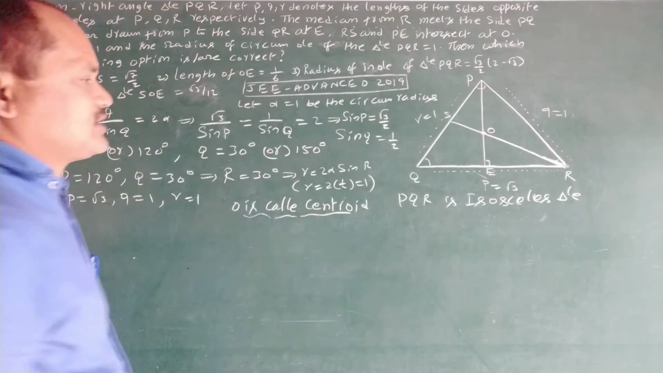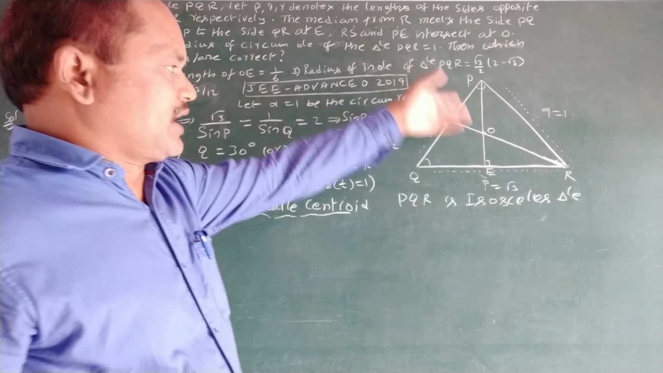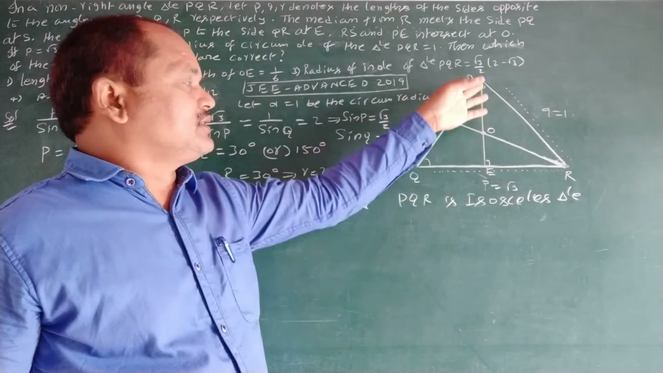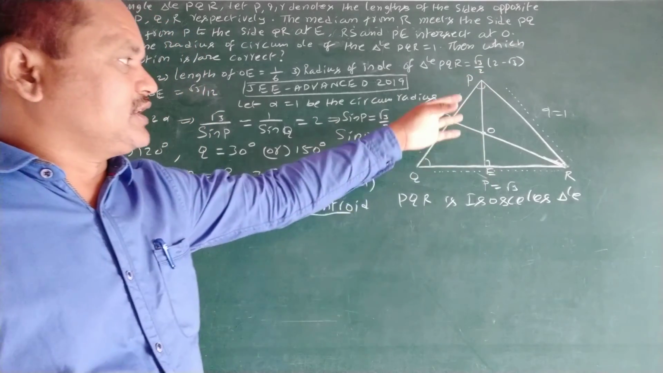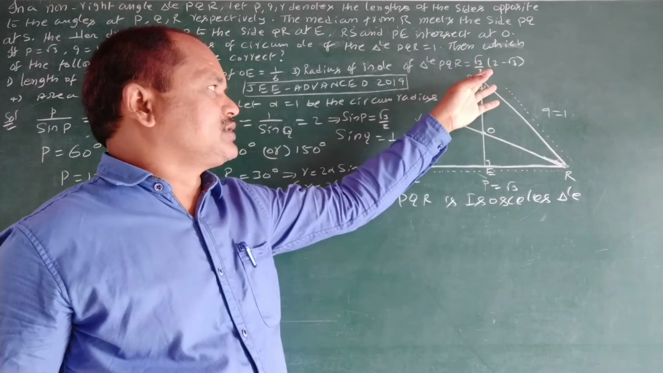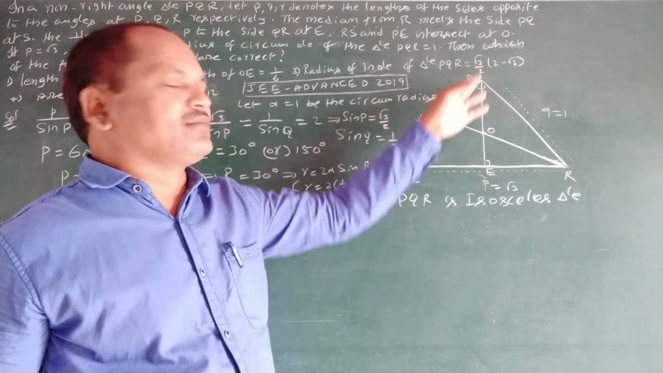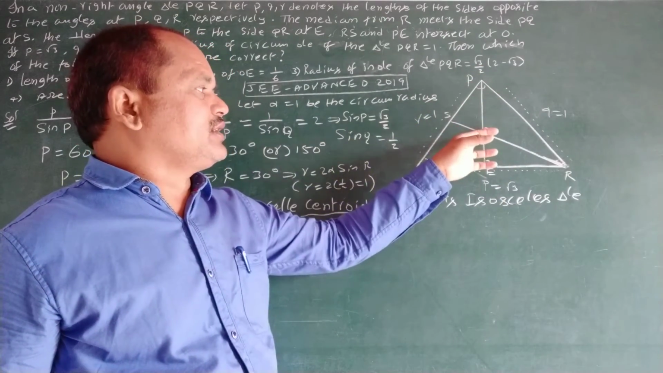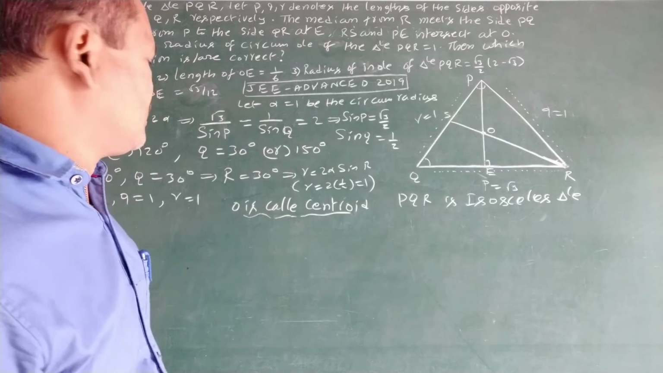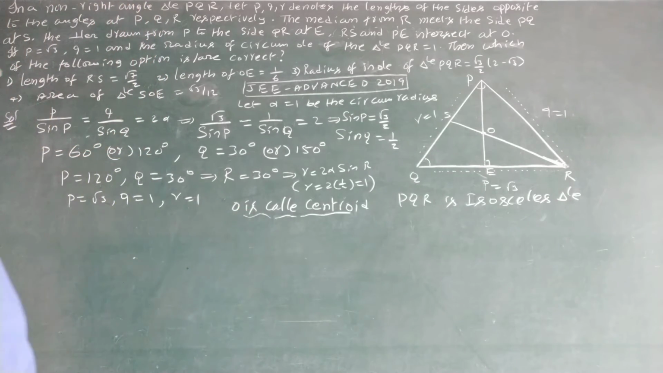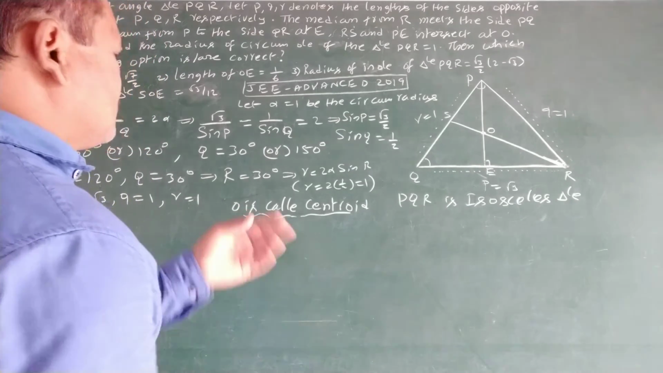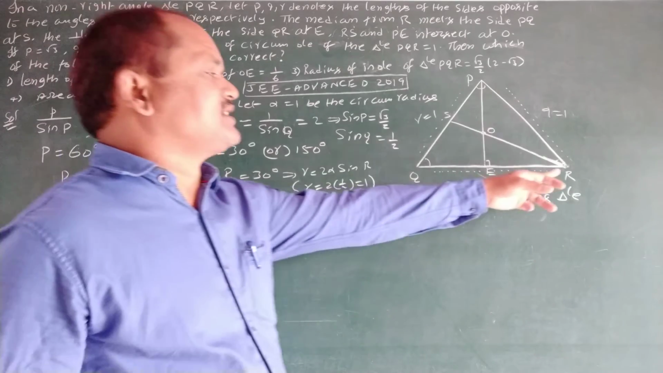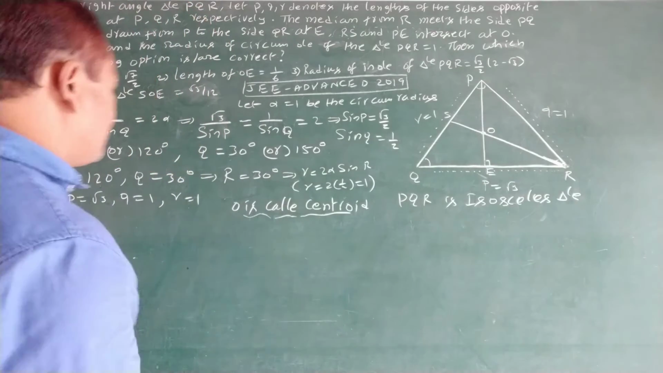O is called the centroid. Since in an isosceles triangle the altitude and median coincide, these are the medians. That's why this is the centroid. Now O is called the centroid. So first we know that RS is the median, length of the median.